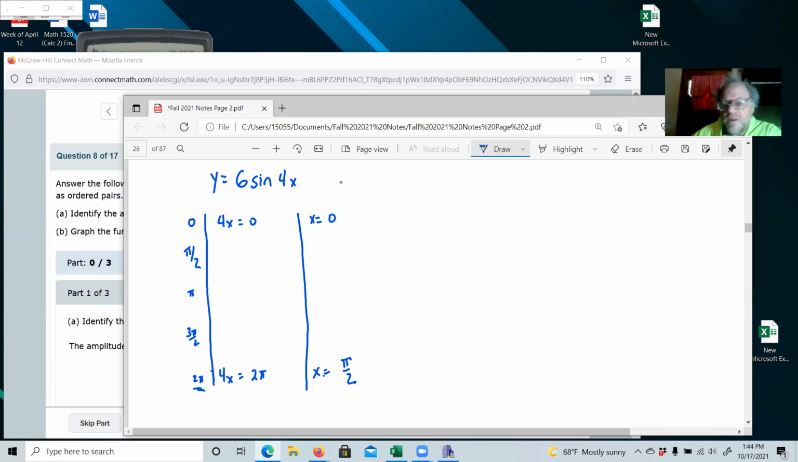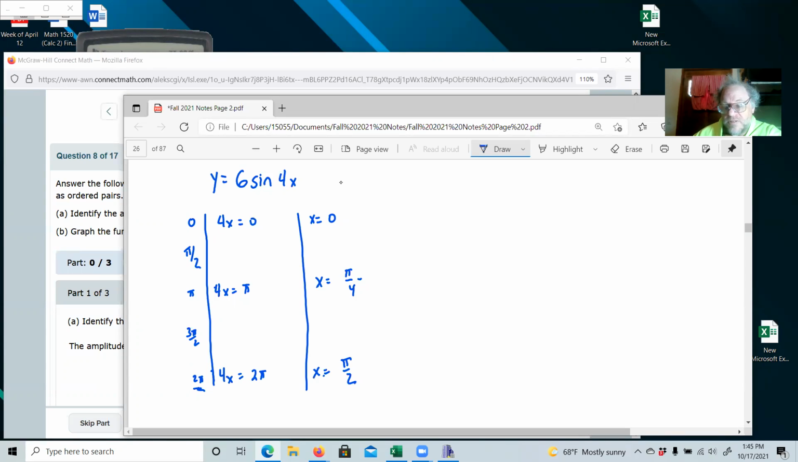What if I didn't want to go through all of that other stuff? I just wanted to do it this way. I want to say this is 4x equals pi, so x is equal to pi over 4. Now you could say, well, what's halfway between 0 and pi over 2? Obviously, it's pi over 4. Maybe it wasn't that obvious for you, but this is another way to get it.